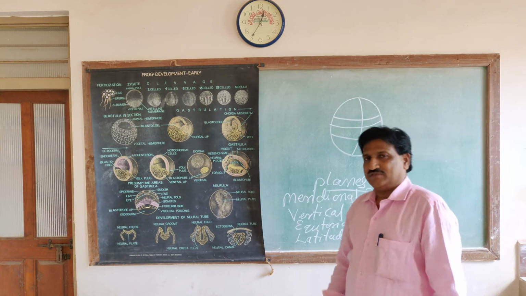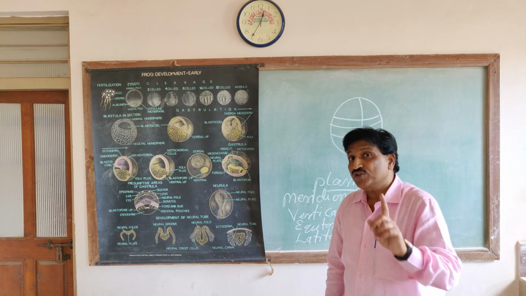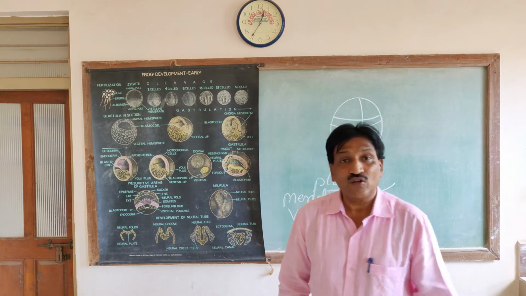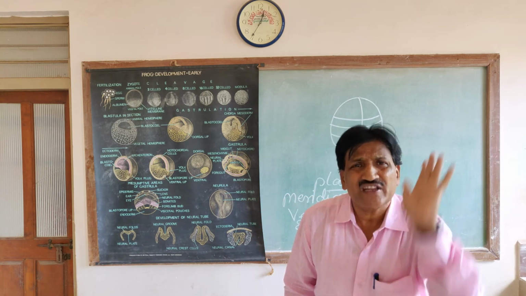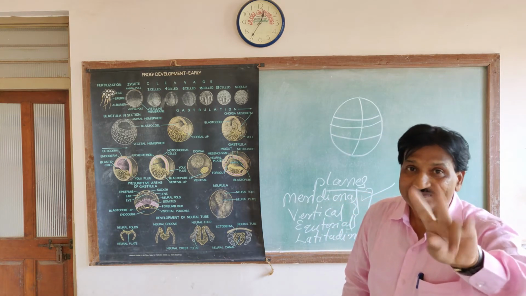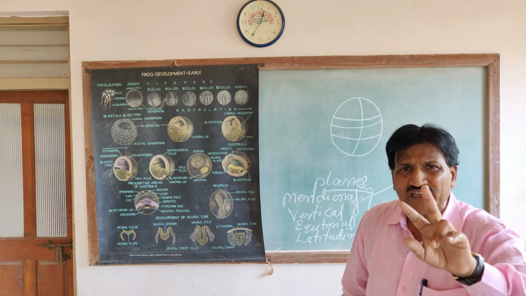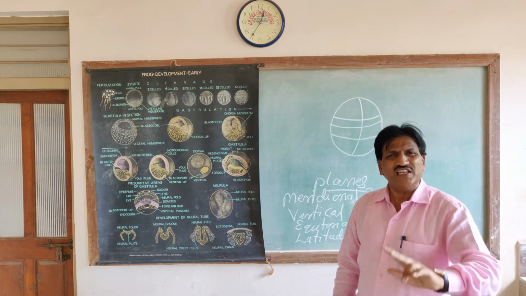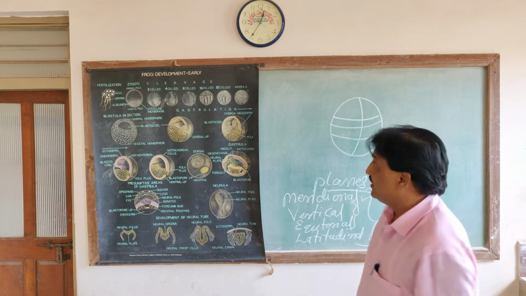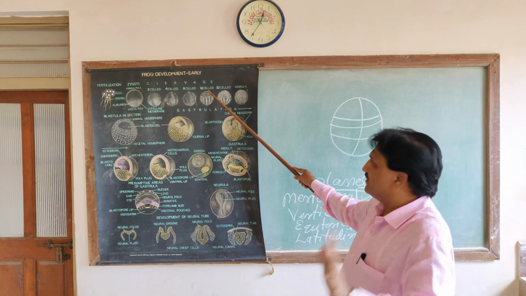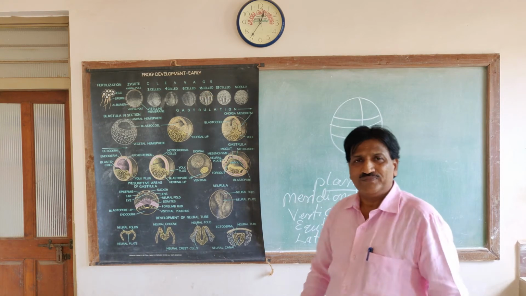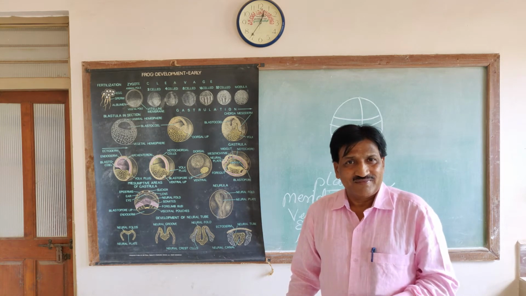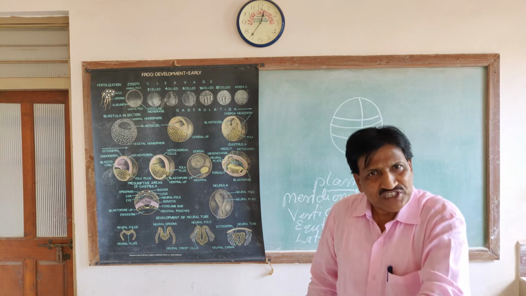The fourth cleavage is meridional. But it's a double, meaning two cleavages occur simultaneously. The fourth cleavage is double meridional: same plane, same method, from the animal pole to the vegetal pole. With the help of double meridional planes, the 8 cells transform into 16 cells.